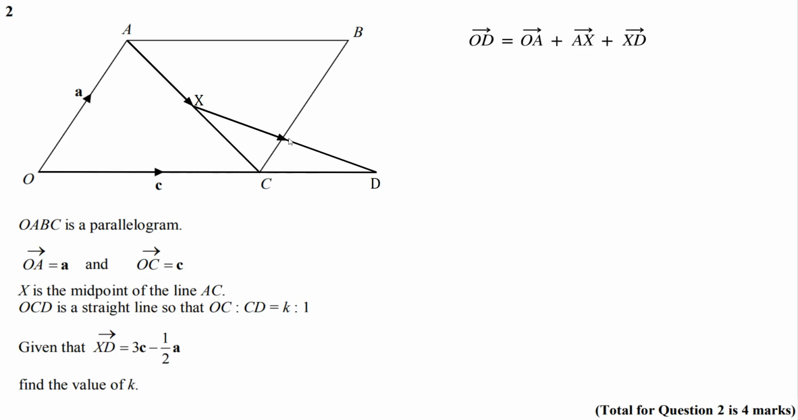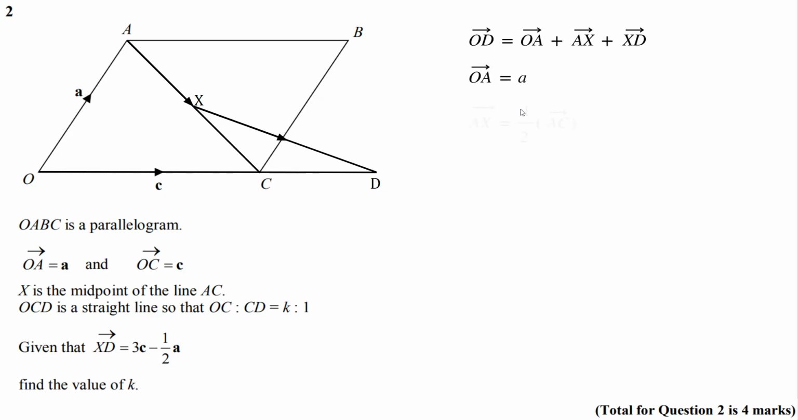Okay, so how to get to OD. One way we can get to OD is going O to A to X, and then X to D. We know what O to A is, because that's a, the question tells us it. Now A to X is a little bit trickier, but because X is the midpoint of the line AC, if we go minus a plus c and then do a half of that, that gets us from A to X. Because minus a plus c is A to C, and so half of that is minus a half a plus a half c, which just gets us to X.